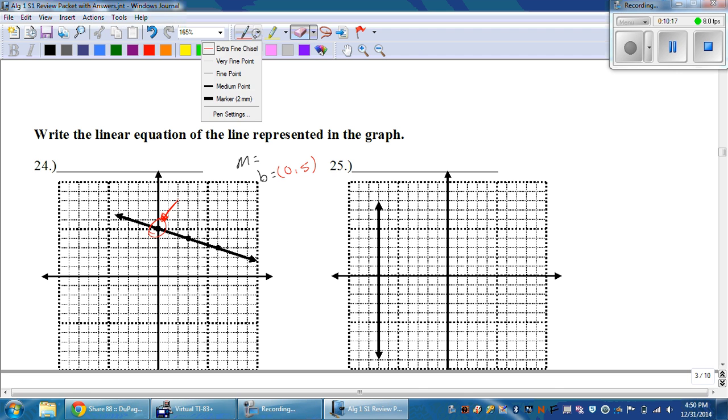The next thing I need to do is figure out what my slope is. Okay, so what am I doing from one point to the next? Well, I went down 1 and then I went to the right 3. You should notice that this graph is falling, so it's going to be fall over run, which means my slope should be negative. And it is. We said that it's a negative 1/3. So now I'm just going to plug that in. y equals negative 1/3 x plus 5.